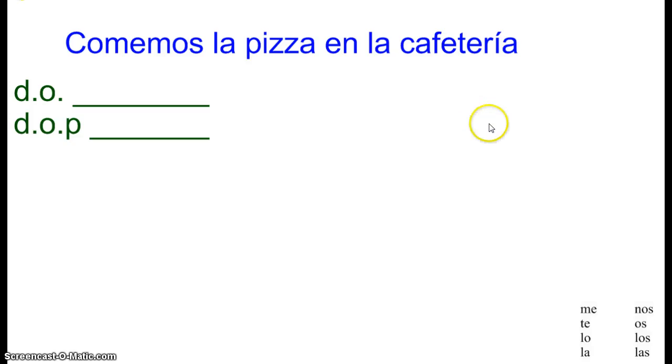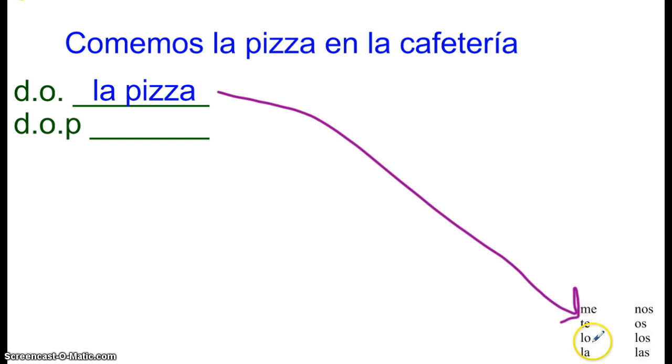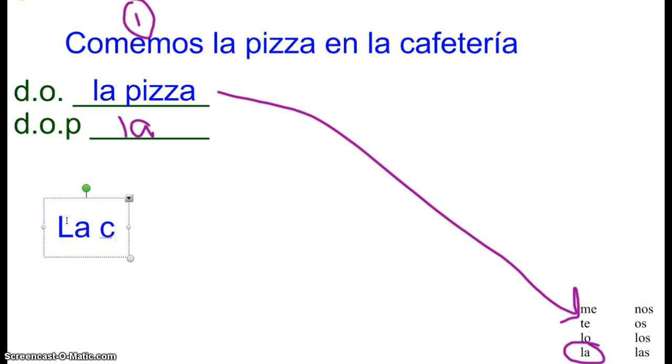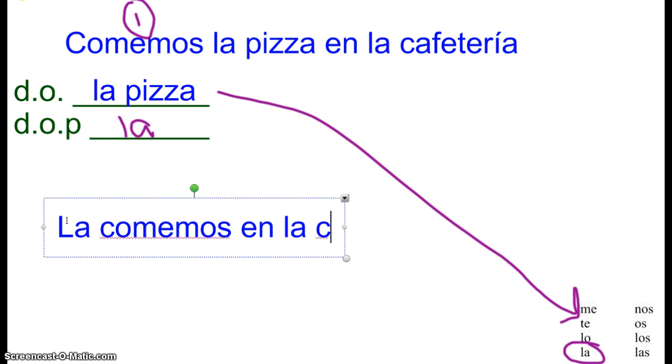Try this one on your own. Pause it and play it when you're ready to check your work. All right, the direct object in this sentence is the pizza, la pizza. It's the one receiving the eating. My DOP that's going to go in place for la pizza is la, the feminine singular one. There's one verb in the sentence, so I'm going to put that la right before the conjugated verb. La comemos en la cafetería. We eat it in the cafeteria. The it is the pizza.